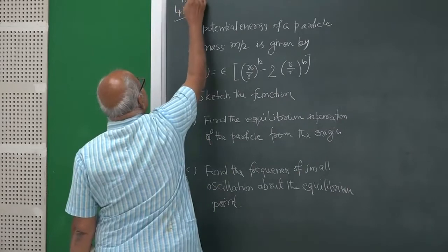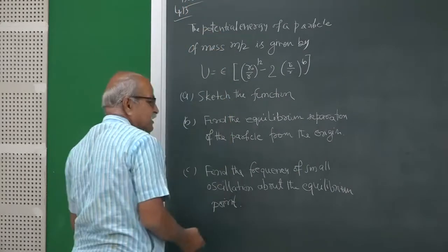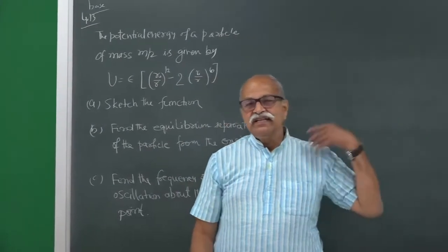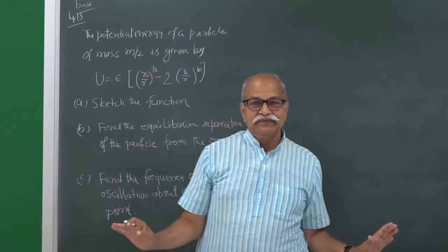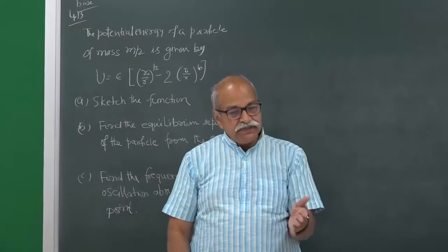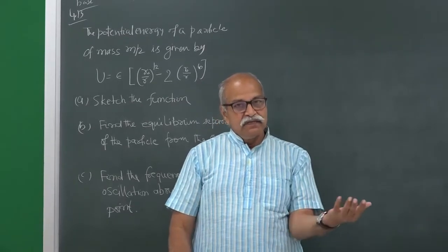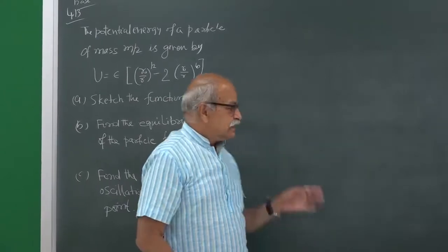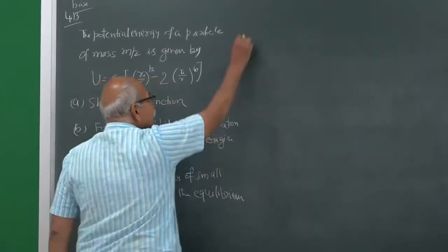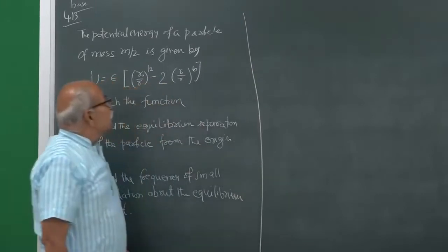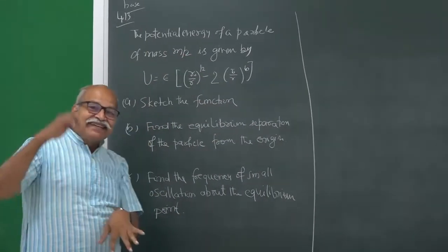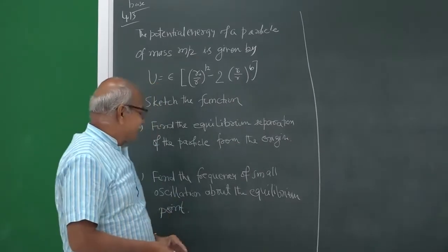So, it is not exactly 4.13 of that book, it is based on that. Essentially, it is a one dimensional problem. You are talking of equilibrium position, you are talking of frequency of oscillation about that equilibrium position. And you may be wondering why m by 2, why not m? That will become clear after a few lectures.